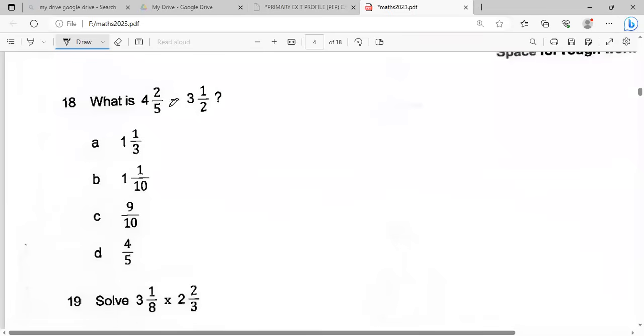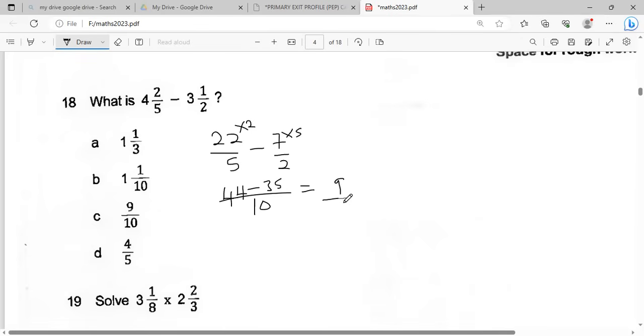All right. So we're subtracting. 4 times 5 is 20, and that's 22 over 5 minus 3 times 2 is 6, and 1 is 7 over 2. So our LCM would be 10. 5 into that goes 2, so we multiply by 2, we get what? 44. Minus 2 into that goes 5, 7 times 5 is 35. So we have 9. That's 9. All right.